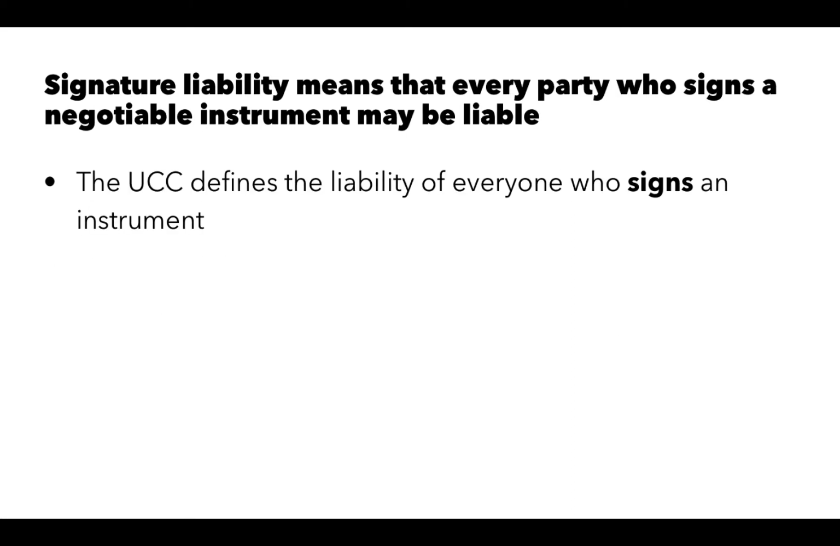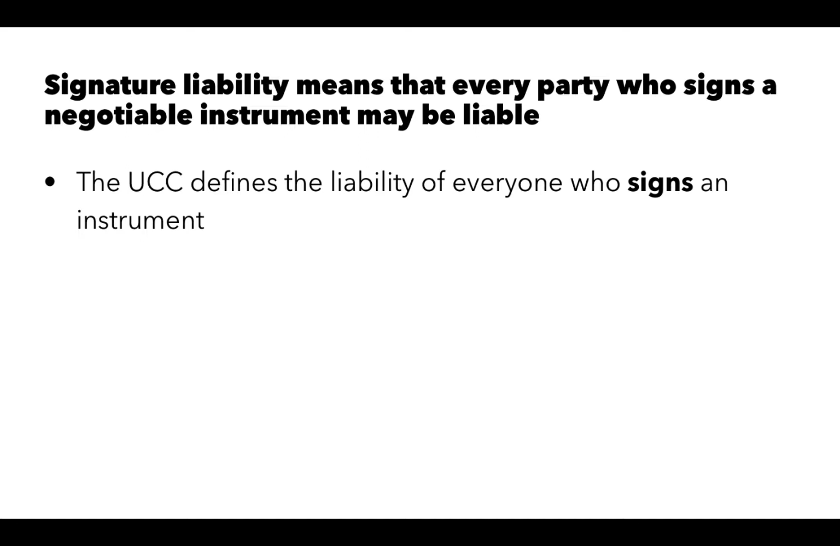Now, signature liability means that every party who signs a negotiable instrument may be liable for payment of that instrument. And as we noted, signature liability is the essence of negotiable instrument law. Once it is established that a party signed an instrument, the UCC will define the liability of the signer. The only exception being a qualified endorser.